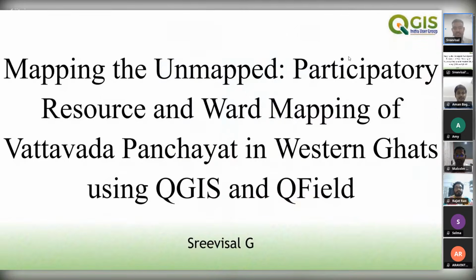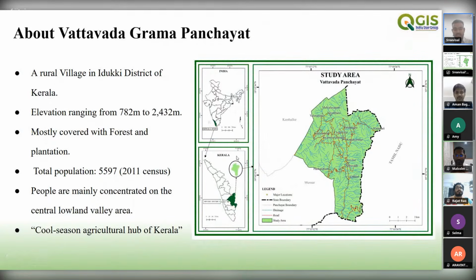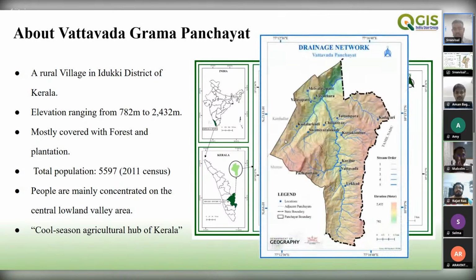Myself, Sri Vishalji. I am currently working as a junior research fellow at IIT Hyderabad in the Civil Engineering Department. This is my master's project, resource and water ward mapping of Watavada Panchayat in Western Ghats using QGIS and QField. It is a rural village in Idukki district of Kerala that you can see here. It is a part of the Western Ghats, with elevation ranging from 700 to 2,500 meters, and it is mostly covered with forest and plantation.